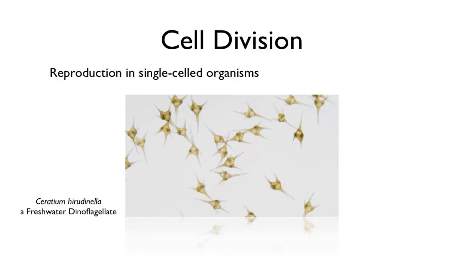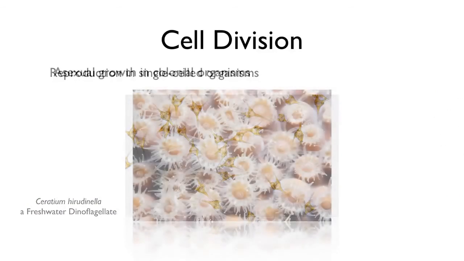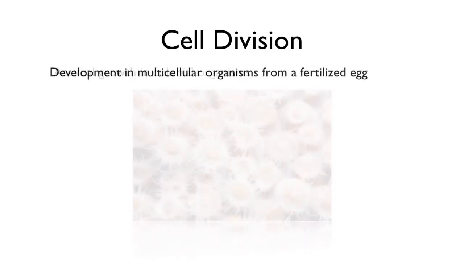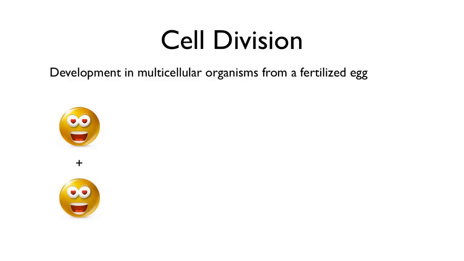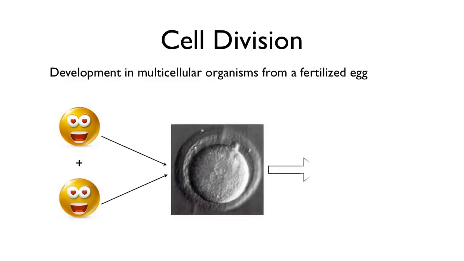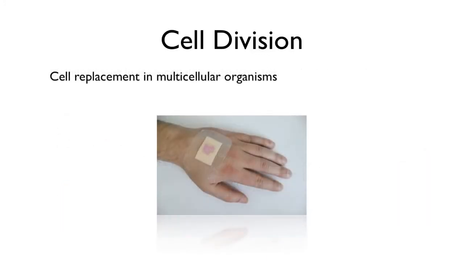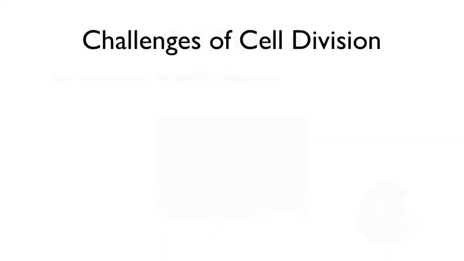And cell division is important for single-cell organisms, for colonial organisms like this coral. They can grow asexually by cloning themselves. They can also reproduce sexually where they shuffle their genes, but this basic cell division we're going to be talking about today is important for them. It's also important for us because this is the kind of division that allows for the development of a single fertilized egg into a baby. And of course, it allows for you to replace cells that get worn out or damaged. So cell division is really important.